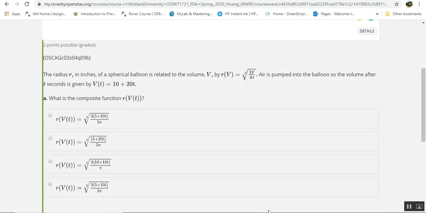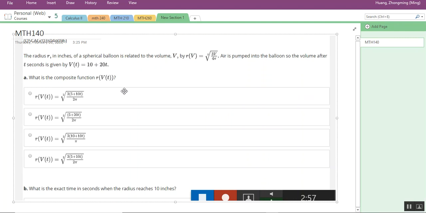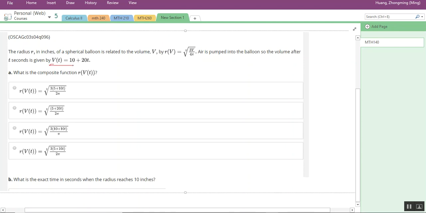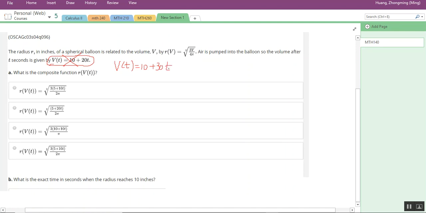So I'm gonna copy paste the question to here now. I would like to change the problem a little bit here so that you have your opportunity to practice this problem. So I'm going to change this to, instead of 10 plus 20t, I'm going to say 10 plus 30t, okay? That's what I would like to do.